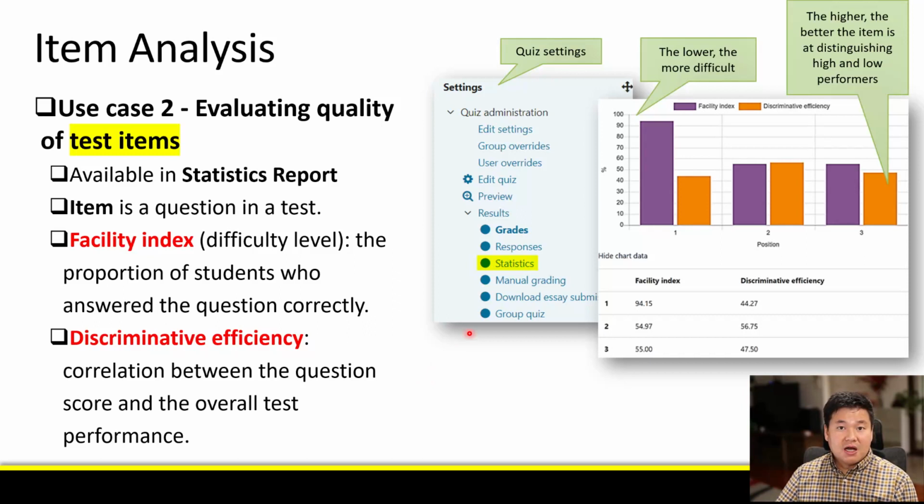To answer this, Moodle calculates two critical metrics for us. How many got the question right? That's the facility index. And how well the question separates the top scorers from the ones struggling. We call that discriminative efficiency. A question with a high facility index might be too easy, whereas high discriminative efficiency suggests it's good at differentiating between high and low performing students.